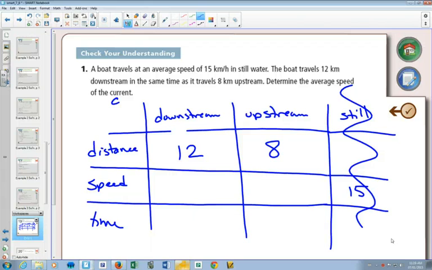Will you be going faster or slower downstream? Faster. What would I put in here? It's going to be faster than 15. 15 plus the current. Does that make sense? However much that current is going, you're going to add that to your speed. And then 15 minus C here, because it's going to be causing you to go backwards.